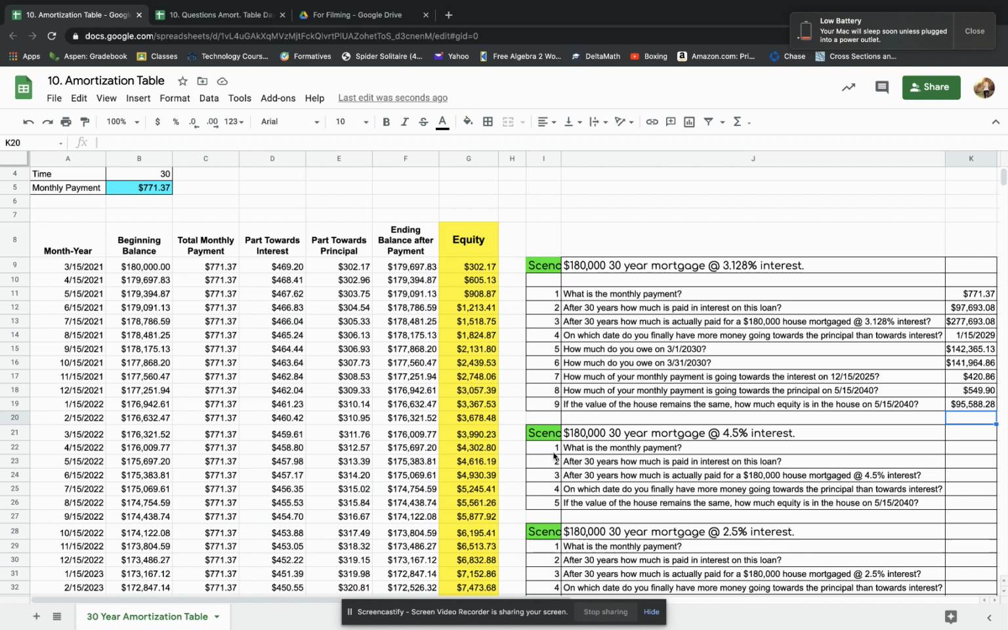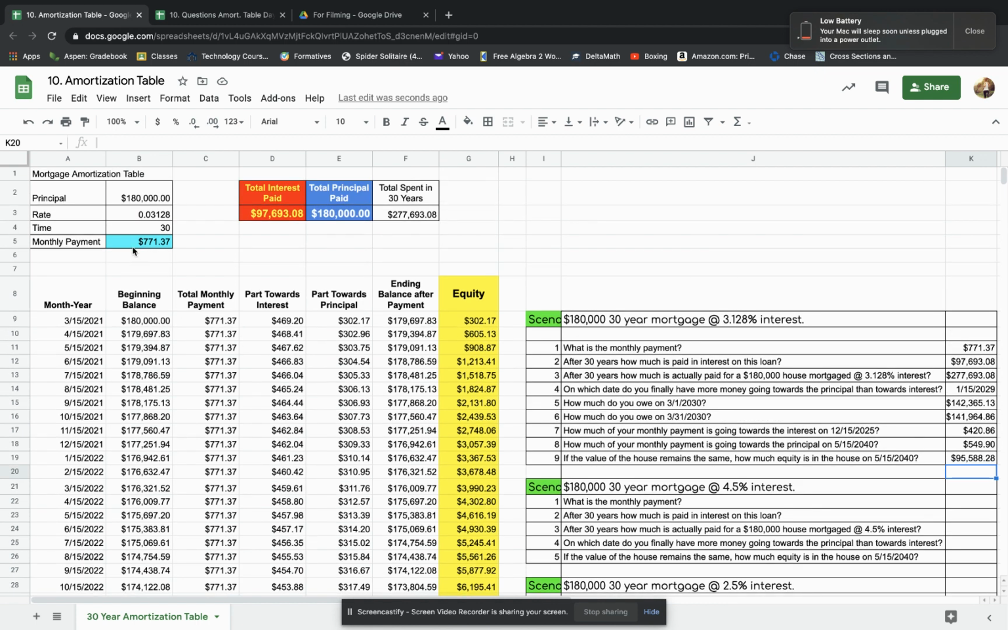So now scenarios 2 and 3 you're going to do. I'm going to get you started on scenario 2, and then you'll do scenario 3 on your own. All it has us doing is changing the interest rate. So scenario 2, still the $180,000 house, but now the interest rate is going up to 4.5%. So just come up to our little table here and change the 0.03128, change it to be 0.045. And now you're going to answer these questions based on this. So now my monthly payment is $912.03. So I'm going to put in 912.03.